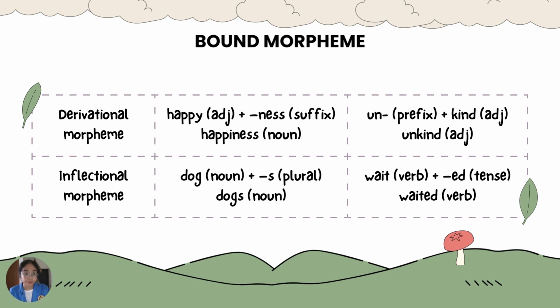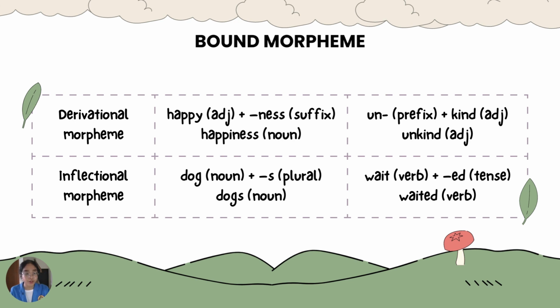We use derivational morpheme to make new words or to make words of a different grammatical category from the stem. This morpheme is in the form of affixes, suffixes, and prefixes. For example, happiness. Happy is an adjective, and ness is the suffix. Another example, unkind. Un is a prefix and kind is an adjective.